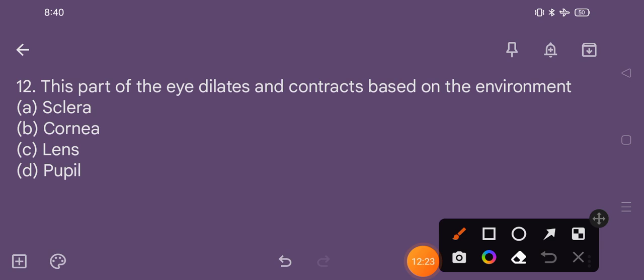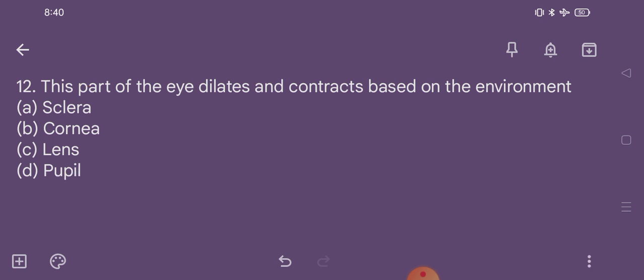Sorry, यहाँ पे so it is the question number 72. This part of the eye dilates and contracts based on the environment. Option A is sclera, option B is cornea, option C is lens, option D is pupil. So the correct option is D part, that is pupil.